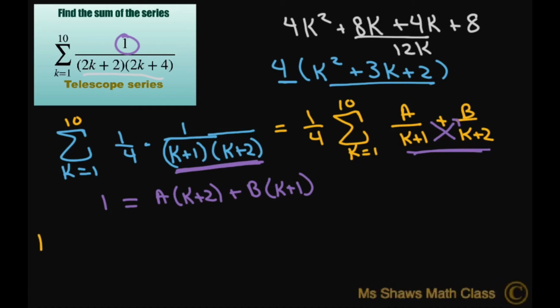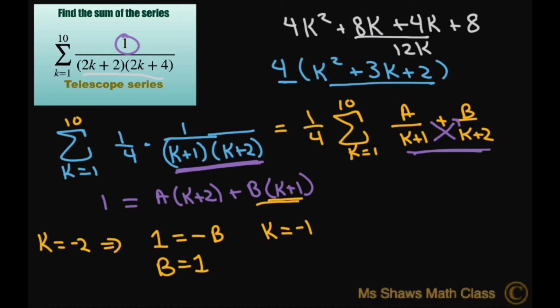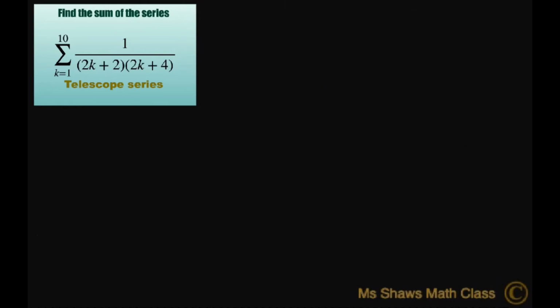If we let k equal negative 2, we're going to get 1 equals negative b, so b is negative 1. And if we let k equal negative 1, the b's go away, so we're going to get 1 equals a, so a is 1. So therefore, my new summation is going to be 1/4 times the sum from k equals 1 to 10 of 1 divided by k plus 1 minus 1 divided by k plus 2.